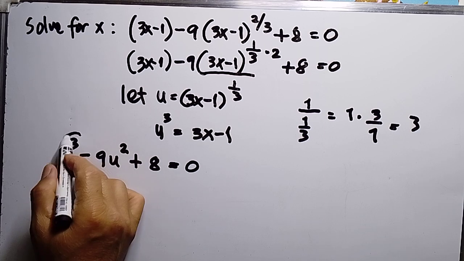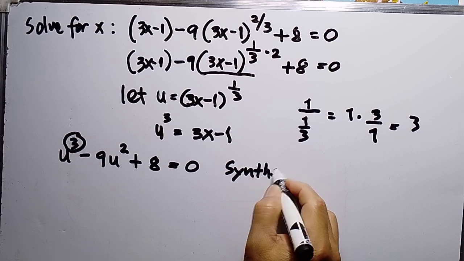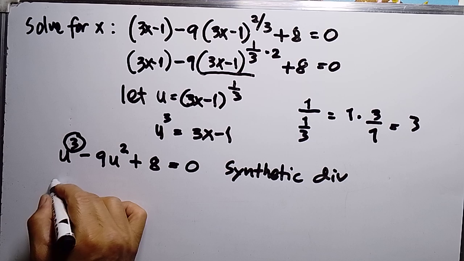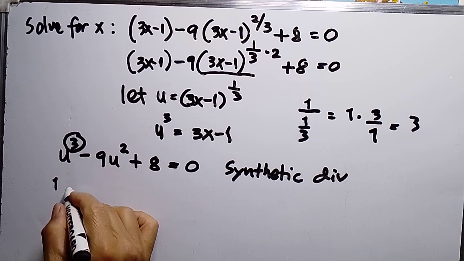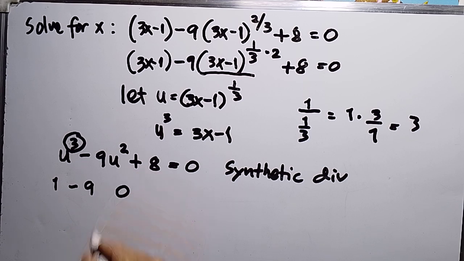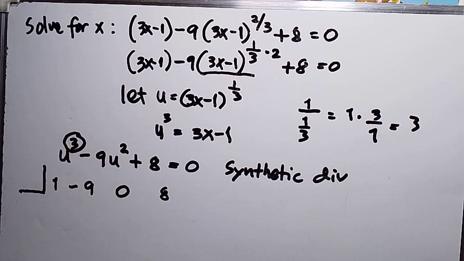Since there is a third power, I need to use synthetic division. So I need to get the coefficients of the equation. For u cubed, that will be equal to 1, and then u squared, that will be negative 9, and then since I don't have u, I will put 0, and then the last will be 8. Okay, so how do we factor this equation using synthetic division? So I'll just make this one 8. Okay, the basis will be 8.